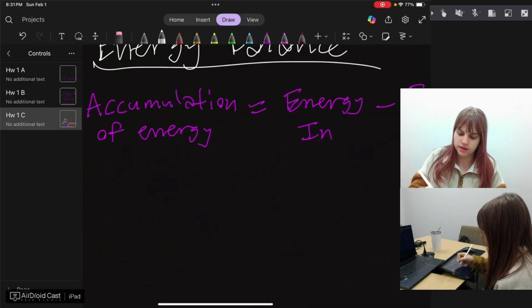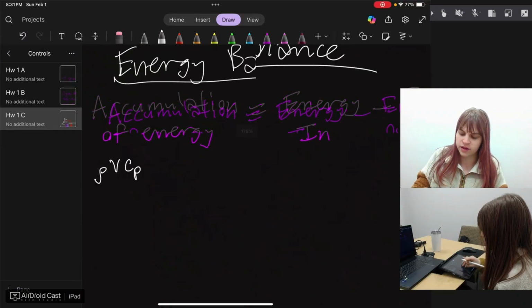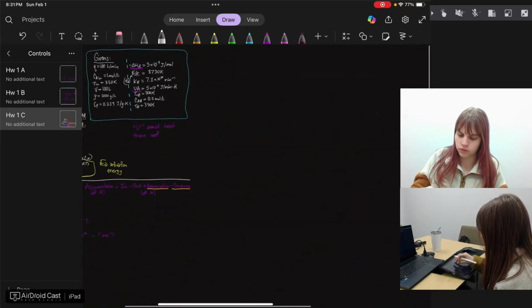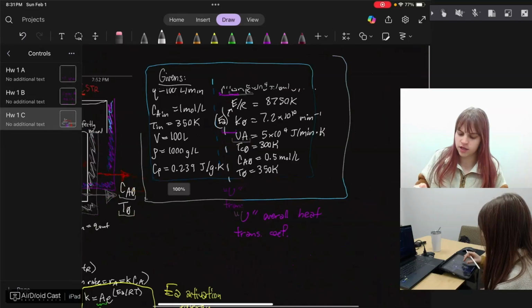So we are going to say that this accumulation term is the density times the volume times the heat capacity, which was given to us up here. We have the heat capacity.